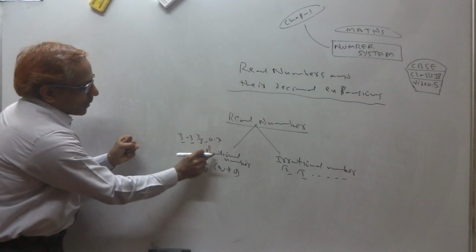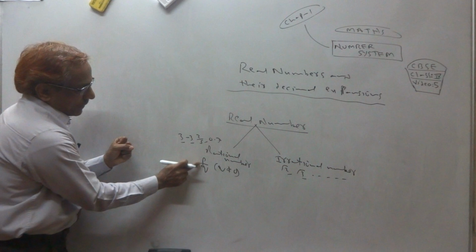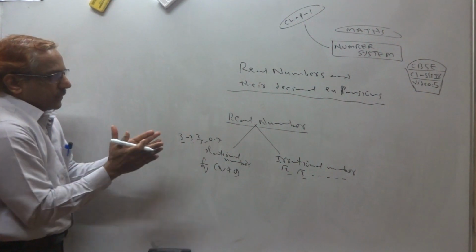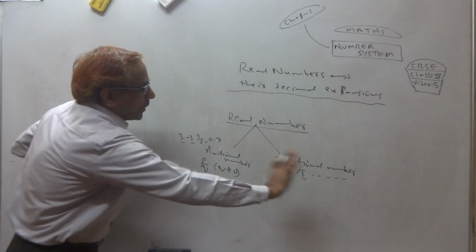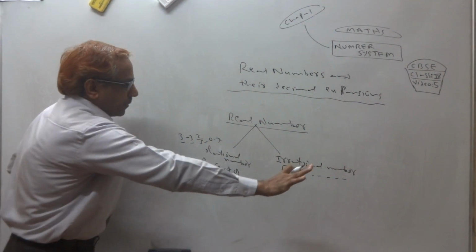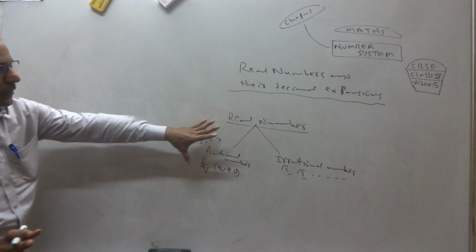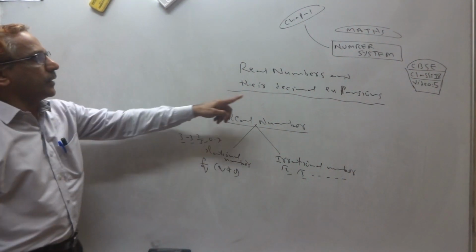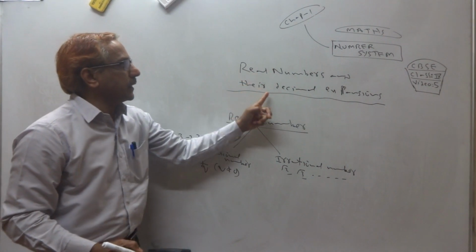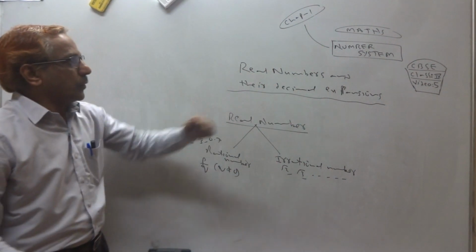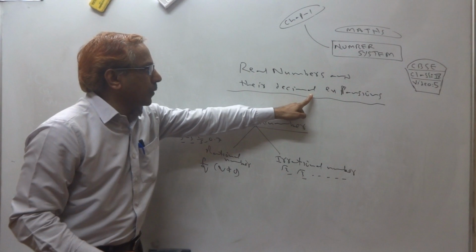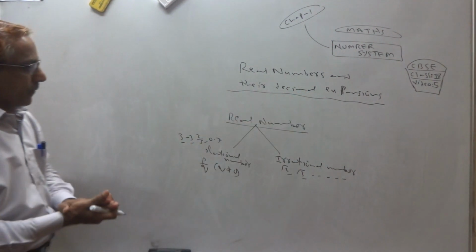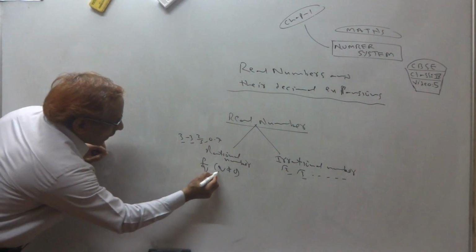Usually a rational number is a fraction where p and q are integers, and a number which cannot be written in p by q form is an irrational number. Anyway, I am giving a rough idea, this we already discussed. Now, what is the meaning of real numbers and their decimal expansions? What is the meaning of decimal expansion? I am just giving a rough idea first.